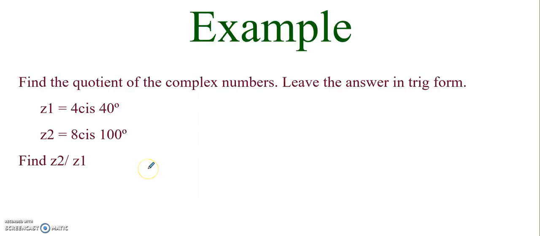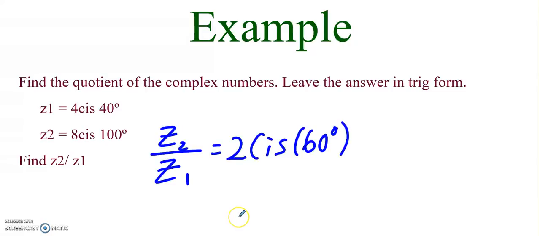So I want you to try this. Here's z1, here's z2, divide them. Pause the video, unpause when you're ready to check. All right, so hopefully we got 2 cis of 60 degrees. z2 divided by z1, so 8 over 4 is 2. 100 minus 40 is 60 degrees. Again, you're just leaving your answer like that.